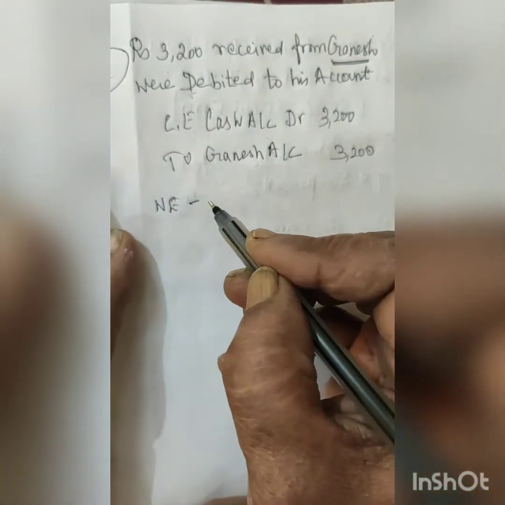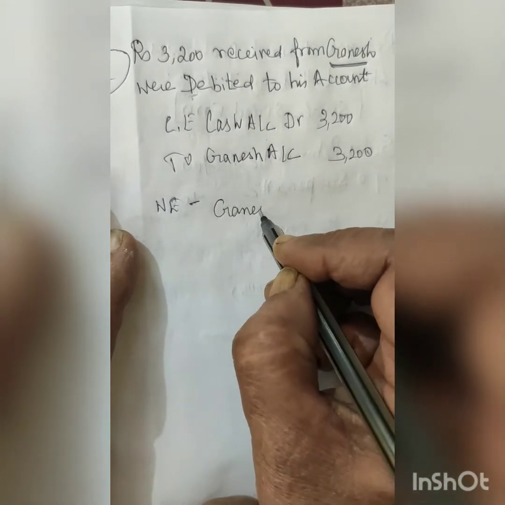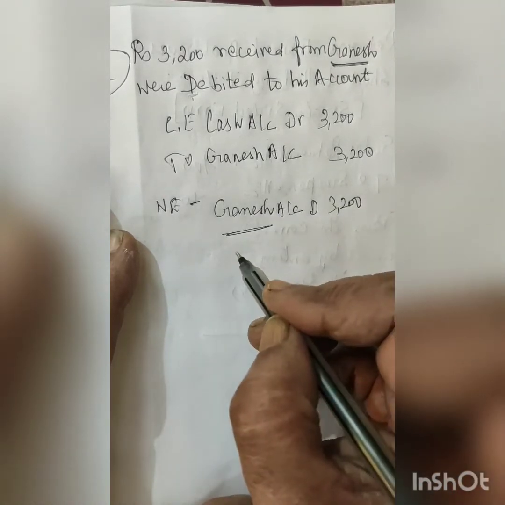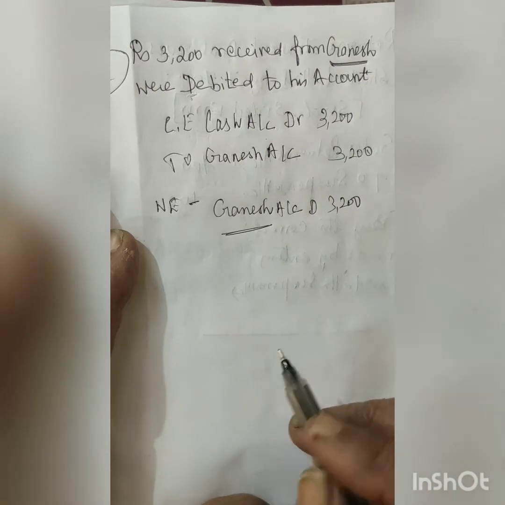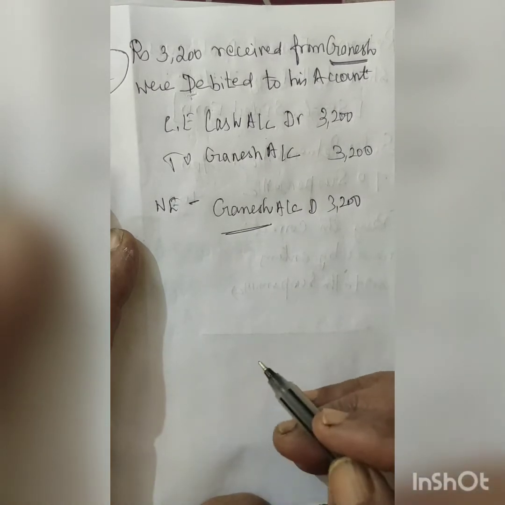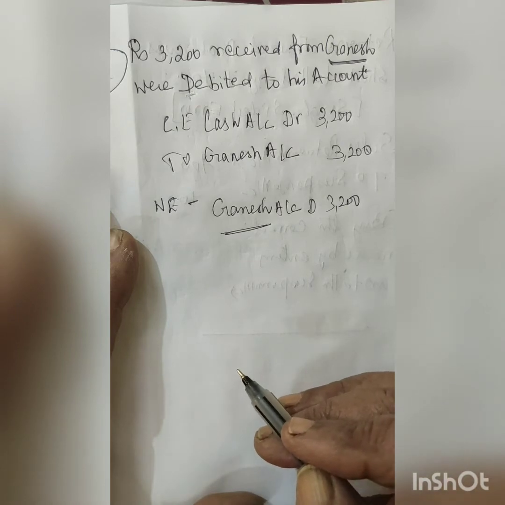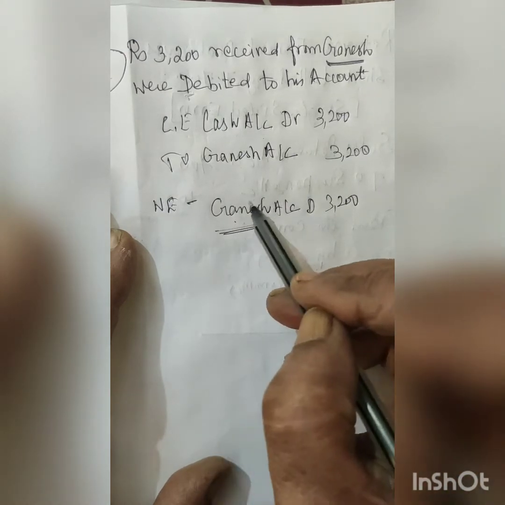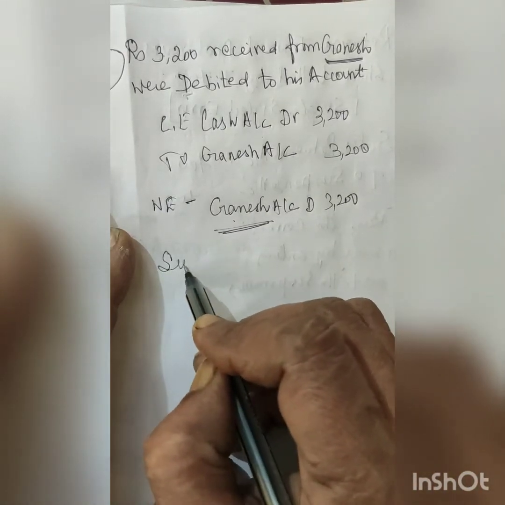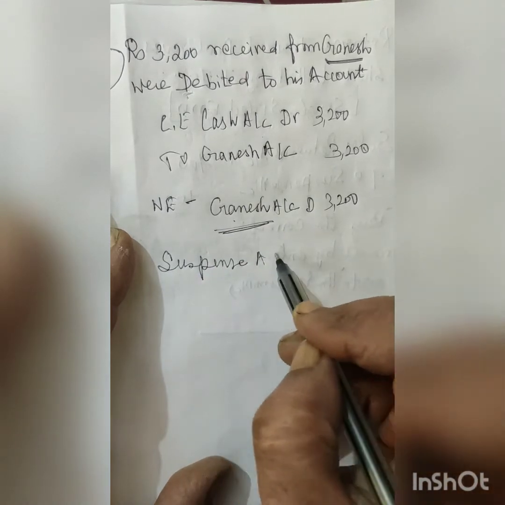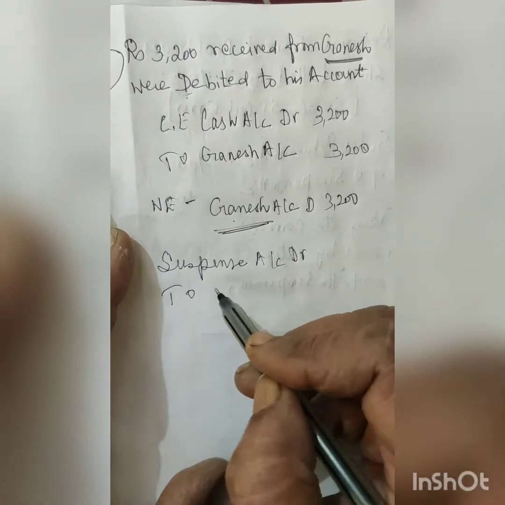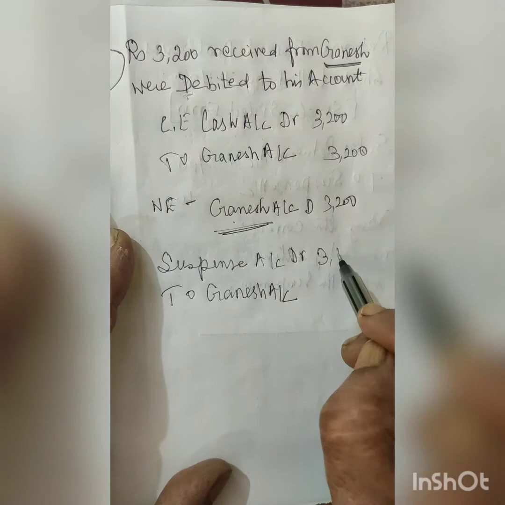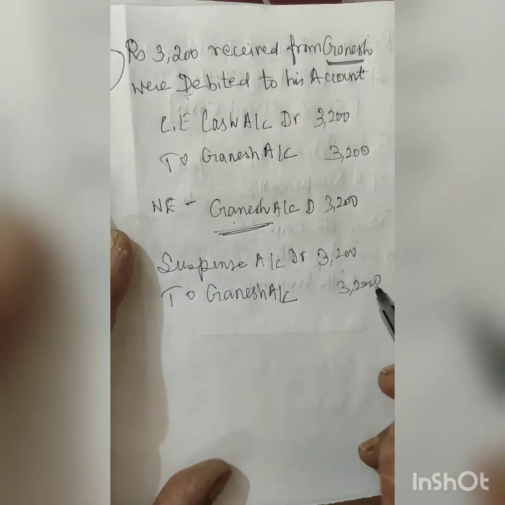The wrong entry is given like it is debited to Ganesh account. Ganesh account is debited with 3,200. So this should be rectified. Now cash account is as usual, it's correct only. So we have to use the suspense account to rectify the entry. What will be the rectifying entry? Ganesh should be credited. Then who will be debited? Suspense account. Suspense account debited to Ganesh account, 3,200.